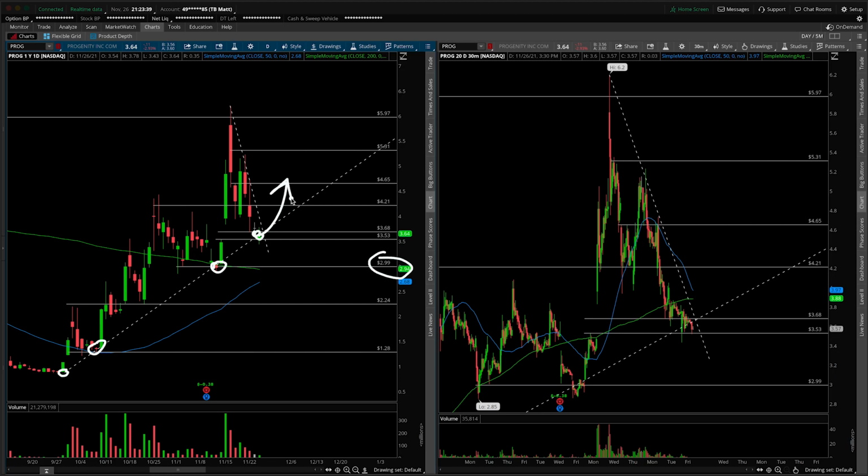So again, just wanted to give you the heads up. It's do or die time here. If we break down, 3 is the number to watch out for. It hasn't been tested in some time, so I would expect maybe a first touch bounce.